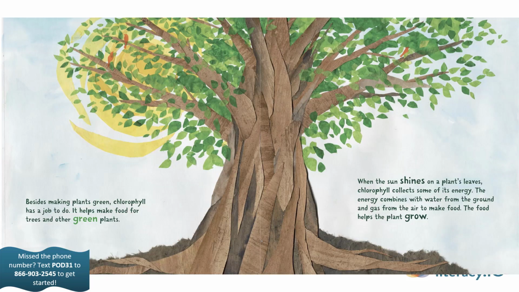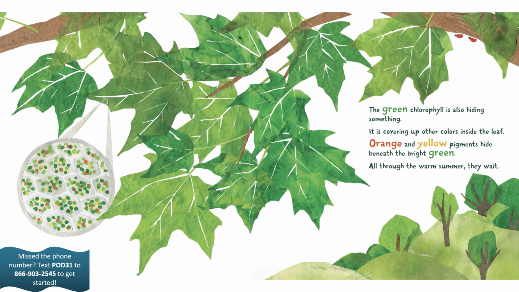Besides making plants green, chlorophyll has a job to do. It helps make food for trees and other green plants. When the sun shines on the plant's leaves, chlorophyll collects some of its energy. The energy combines with water from the ground and gas from the air to make food. The food helps the plant grow. The green chlorophyll is also hiding something. It is covering up other colors inside the leaf. Orange and yellow pigments hide beneath the bright green. All through the warm summer, they wait.